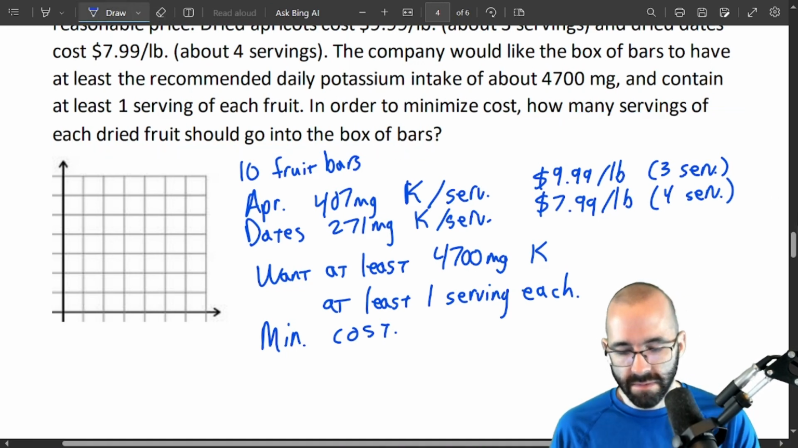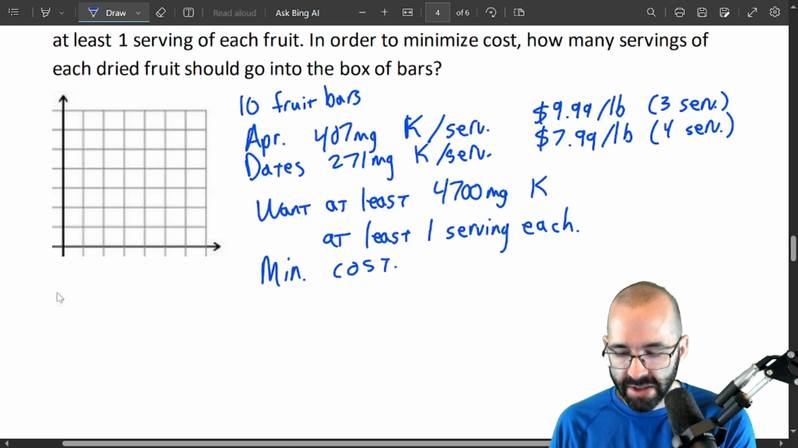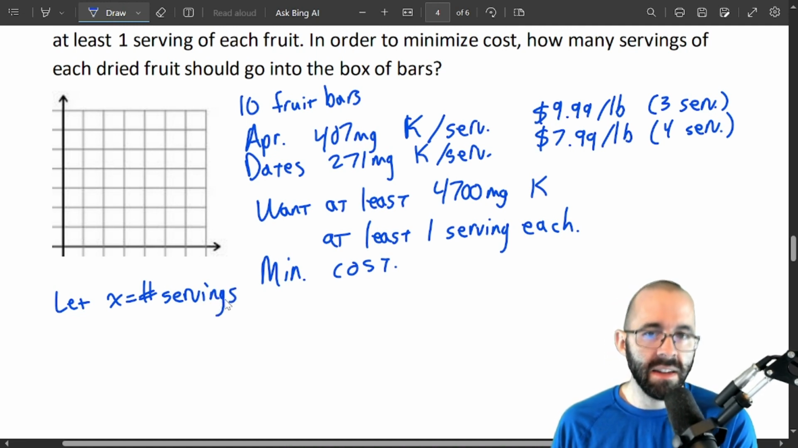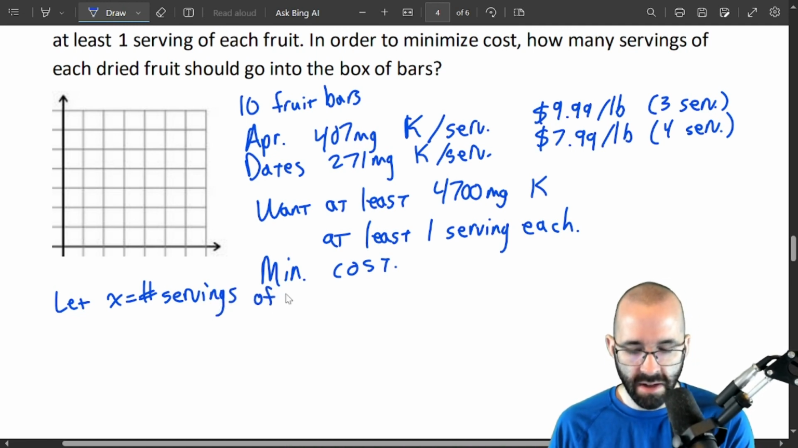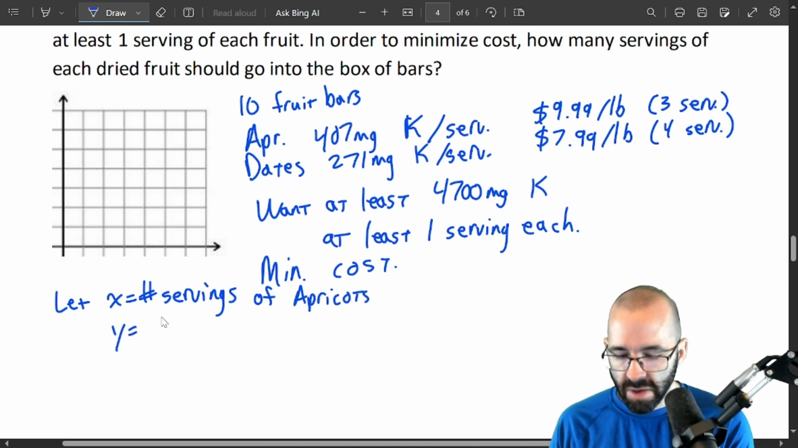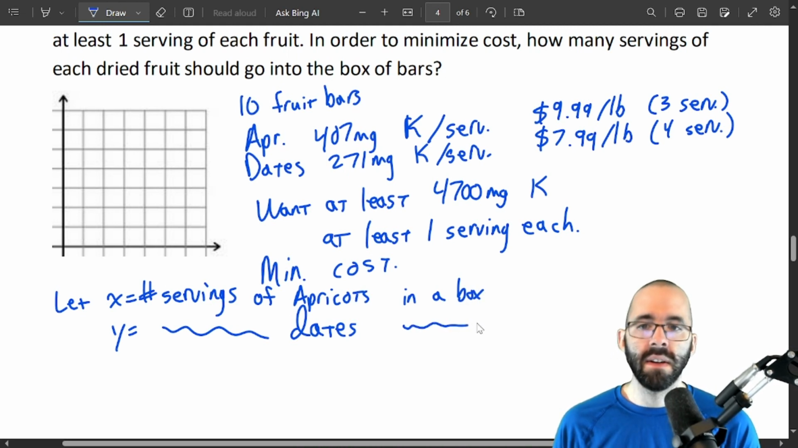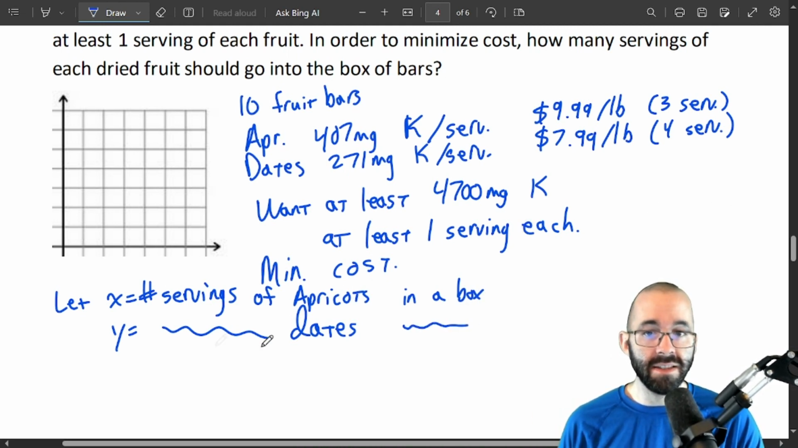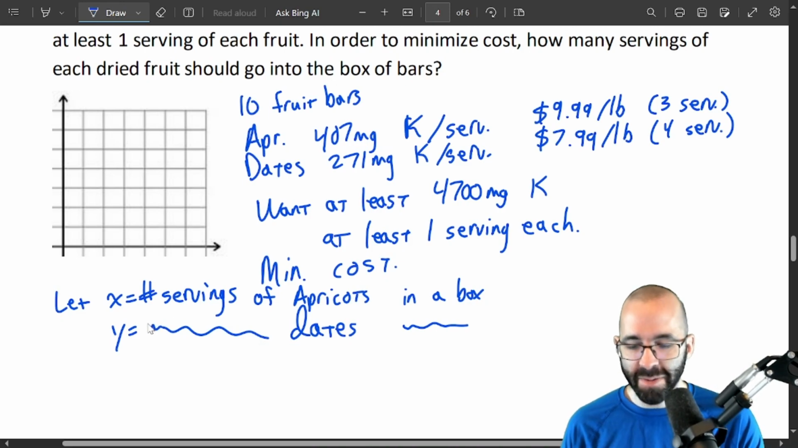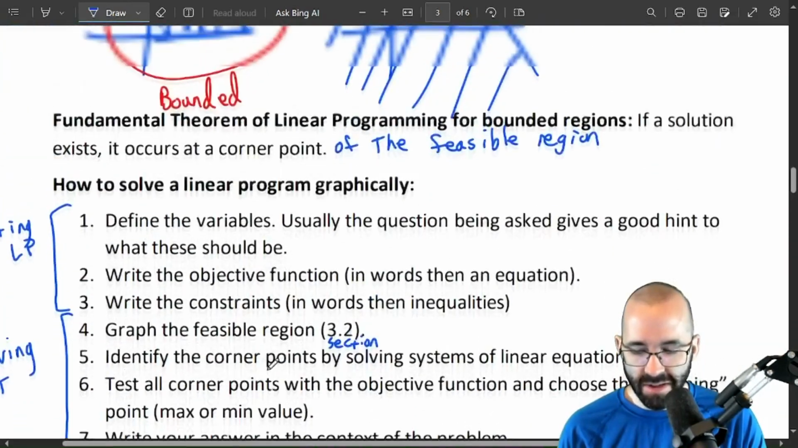All right. So that's how we're going to start. Let X equal the number of servings, you could say A for apricots, of apricots. And Y is going to be the number of servings of dates in one box of bars. Great, that's step 1. That's honestly an important part of the problem and usually one of the harder ones.